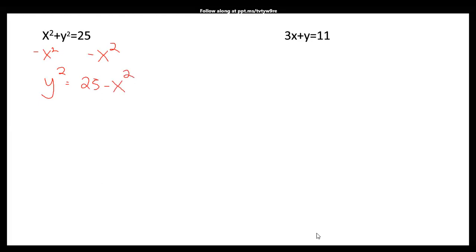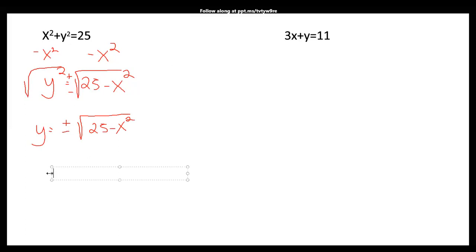Now to solve this, we have to take the square root. But remember, when you take the square root to solve an equation, you always have to have the plus and the minus value. So we get y equals plus or minus the square root of 25 minus x squared. Now for each x value we put in here, we're going to have a positive value and a negative value, so two y values. Because of that, this is not a function.